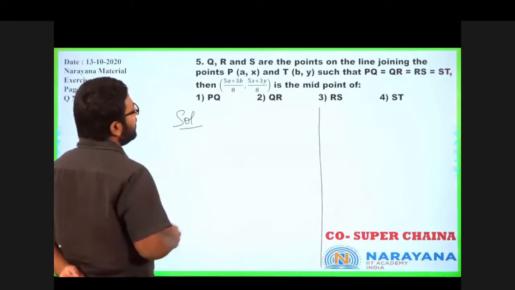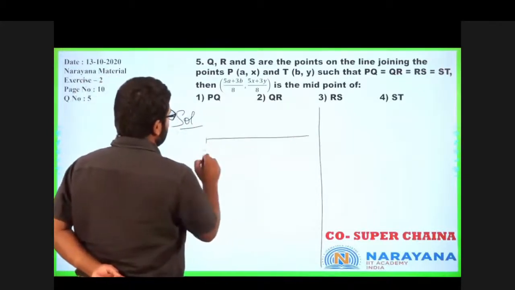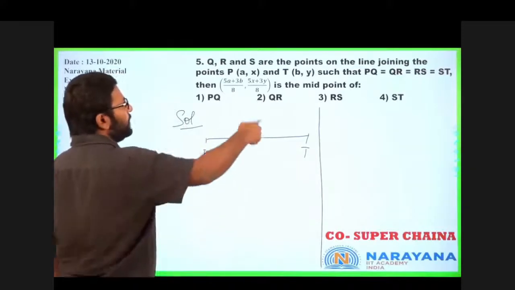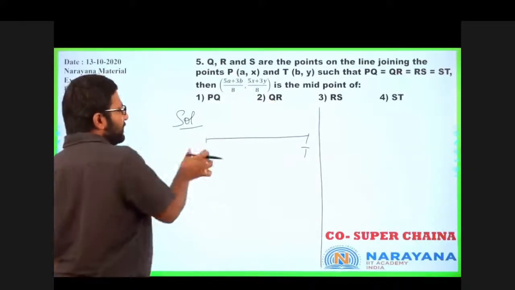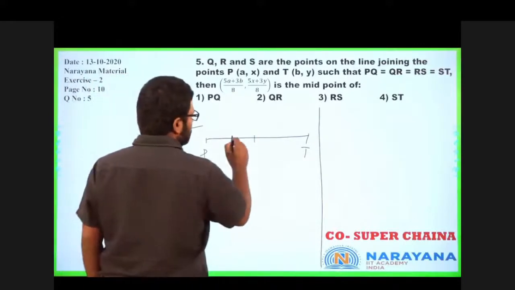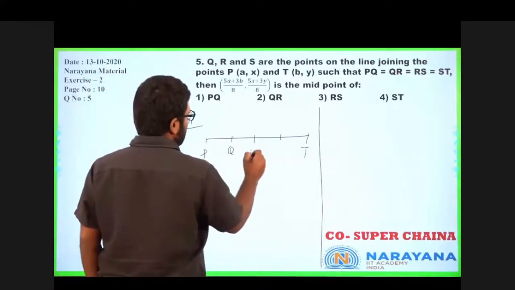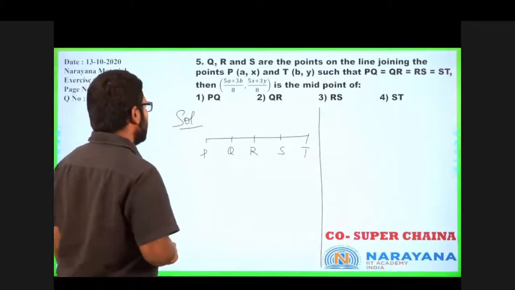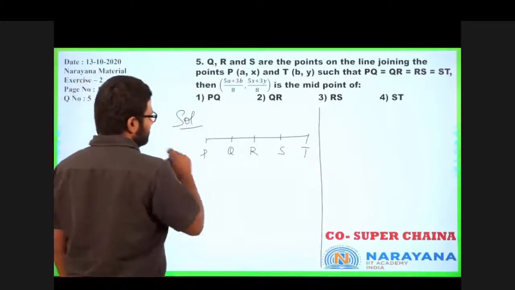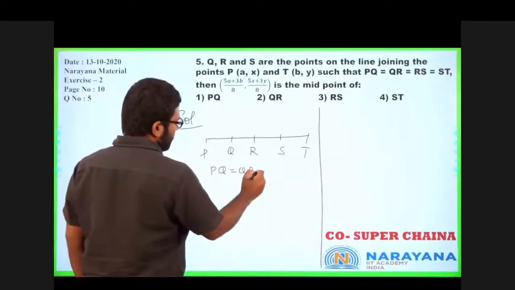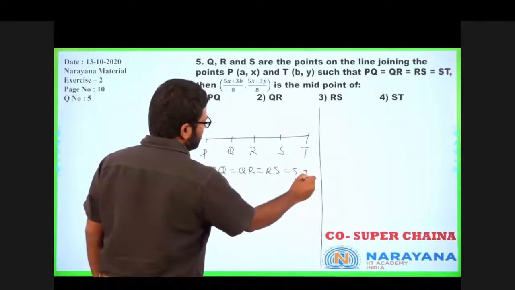Q, R and S are the points on the line joining P and T. So let this be P and T. Okay, and PQ equal to QR equal to RS equal to ST, which means basically 4 separate, 4 equal segments, right? Q, R, S, right? Okay. Then PQ equal to QR equal to RS equal to ST.